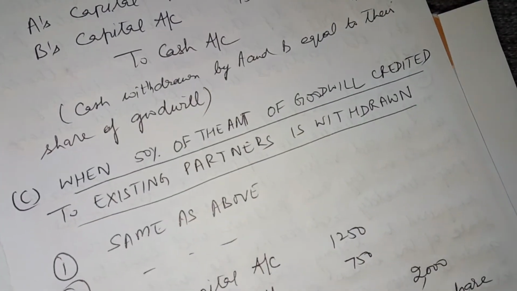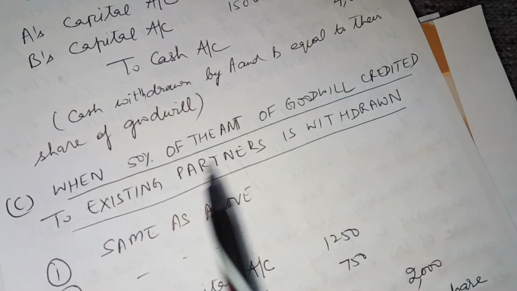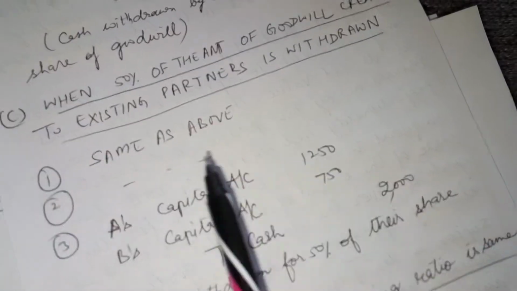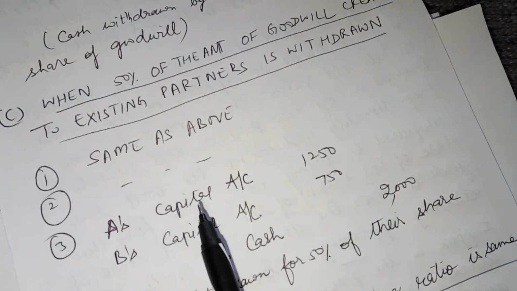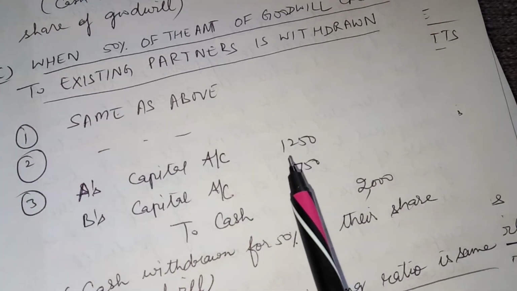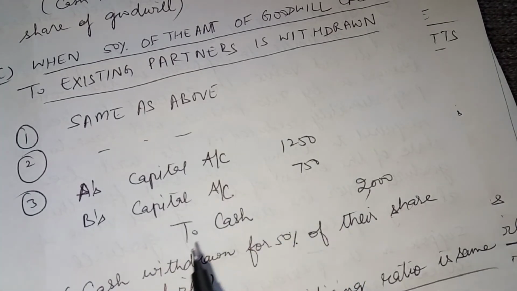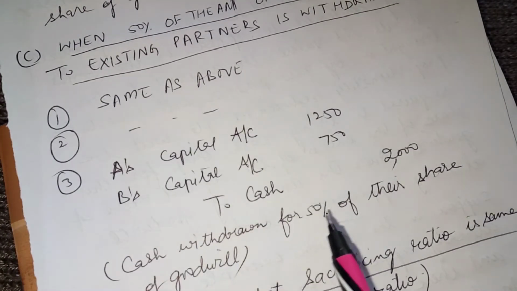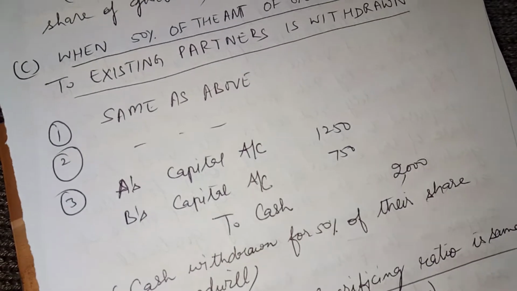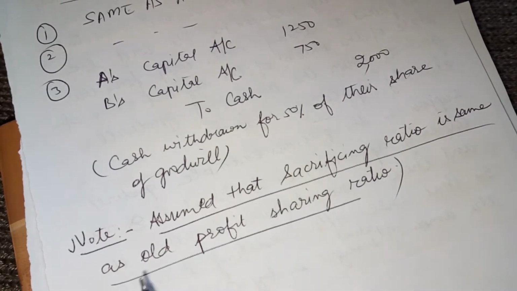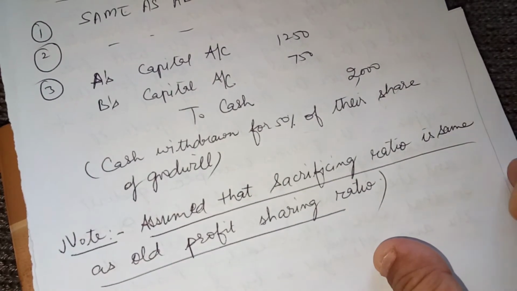Now here comes the third case, when 50% of the amount of goodwill credited to the existing partners is withdrawn. In that case, first entry will be same, second will be same, only the third entry will be same as passed in the second condition, but with the half amounts, that is A's capital account with 1,250, B's capital account debited will be 750, and to cash 2,000. So here the cash withdrawn is for 50% of the share of goodwill. Again, that note is given. It is assumed that the sacrificing ratio is same as the old profit sharing ratio of the partners.